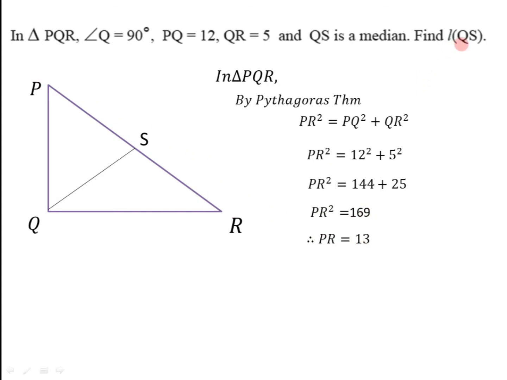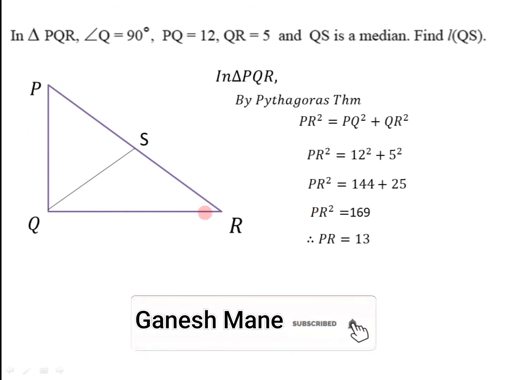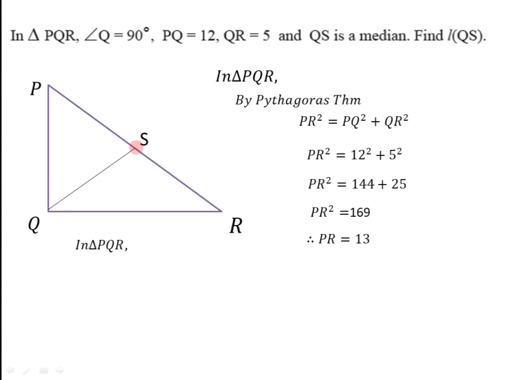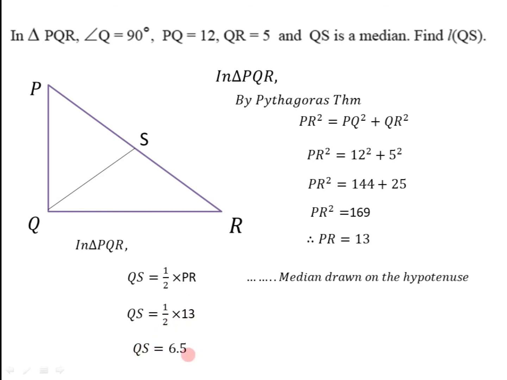But we are asked to find the length of segment QS. Now here, segment QS is a median drawn on the hypotenuse of this right angle triangle. And we have one property of the length of median drawn on the hypotenuse, that is, the length of the median drawn on the hypotenuse in a right angle triangle is half of the hypotenuse. So QS is equal to half of hypotenuse PR. We have just found the length of PR to be 13, so we'll replace PR here by 13 to get 1/2 into 13. If we divide 13 by 2 here, we get QS is equal to 6.5. That is, the length of segment QS is 6.5.